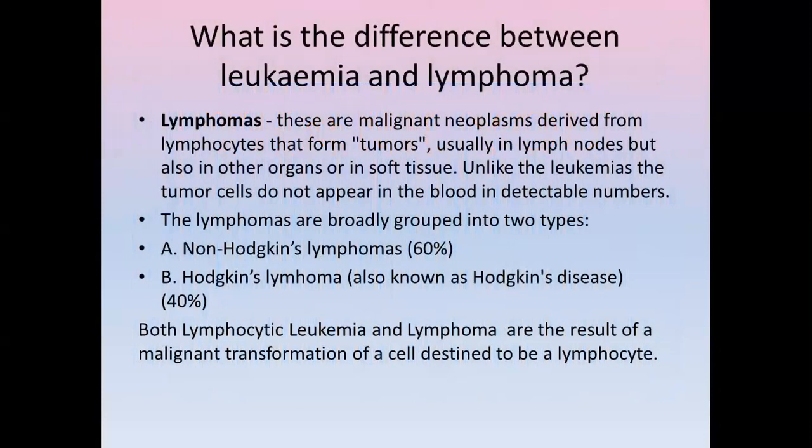Lymphomas, as we mentioned, are malignant neoplasms derived from lymphocytes that form tumors, usually in lymph nodes, but also in other organs or in soft tissue. Unlike leukemia, the tumor cells don't appear in the blood in detectable numbers. The lymphomas are broadly grouped into two types: non-Hodgkin lymphoma, 60%, and Hodgkin lymphoma, also known as Hodgkin disease, 40%. Both lymphocytic leukemia and lymphoma are the result of malignant transformation of a cell destined to be a lymphocyte.